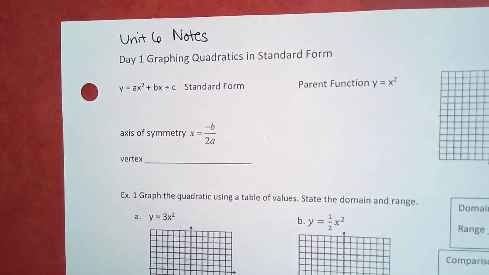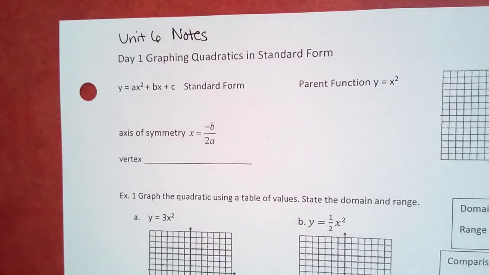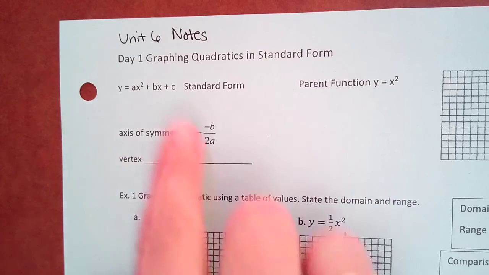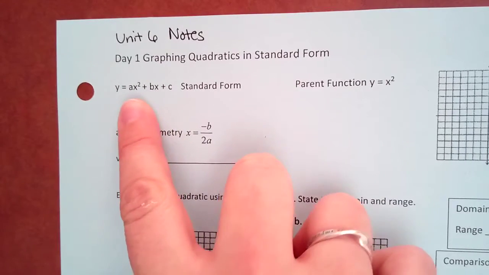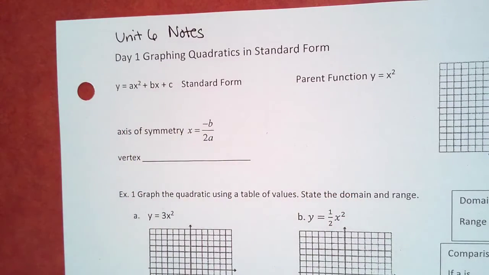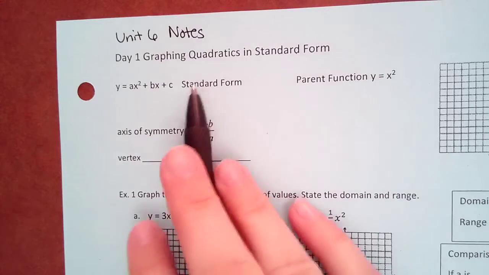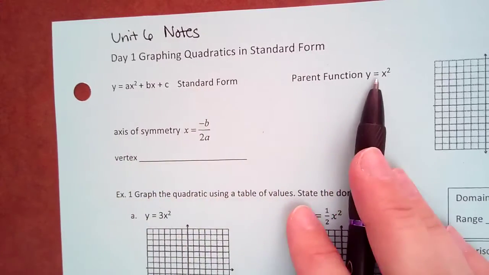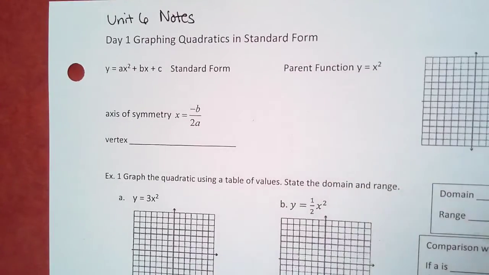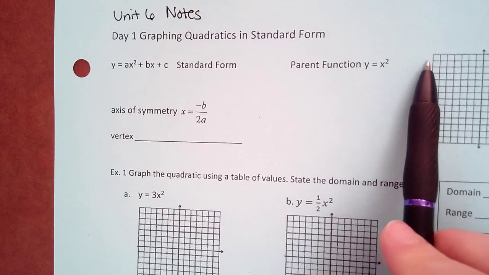All right, so today, graphing quadratics in standard form. Our standard form is y equals ax squared plus bx plus c. We've been looking at that over the last whole unit. Okay, identifying a quadratic's parent function. A parent function is like the most basic form of a quadratic. There is no bx, there is no c.